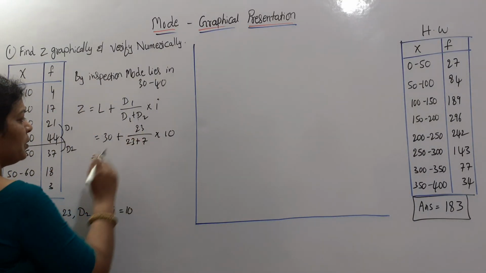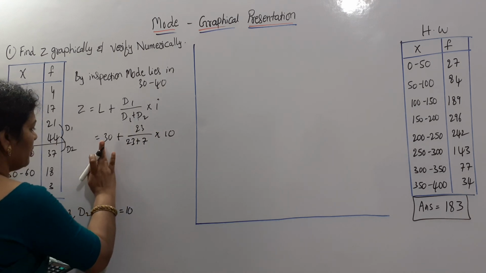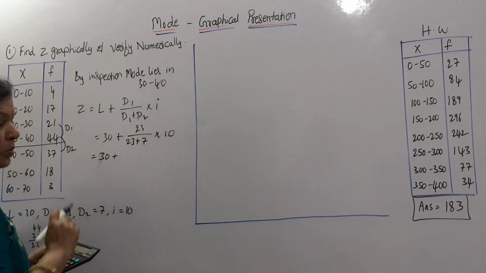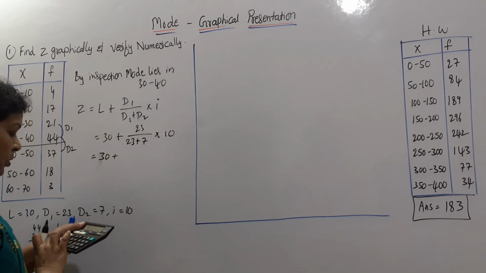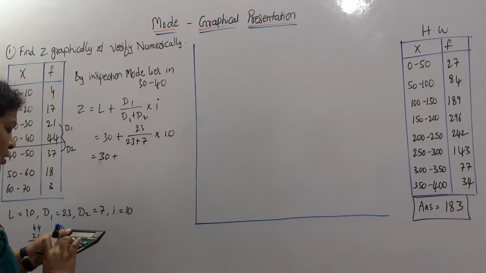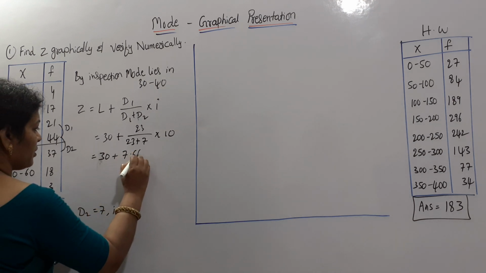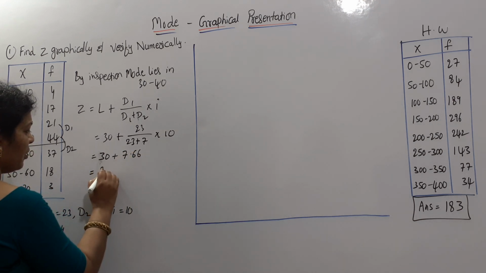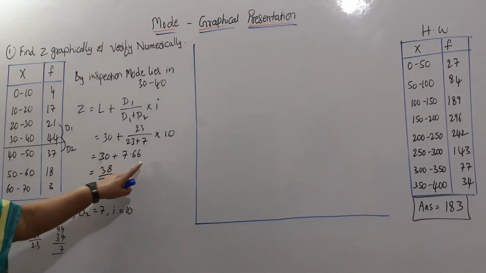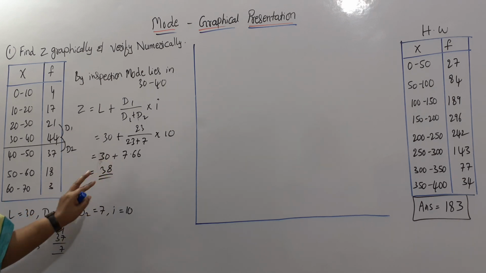So this is 230. That 23 into 10, 230, right? 230 divided by 23 plus 7, 30, which comes to 7.66. It means we can say it as 38 or 37.88, anything. So I am making it nearest, adjusting nearest rupee. So 30 plus 8, 38 is the answer.